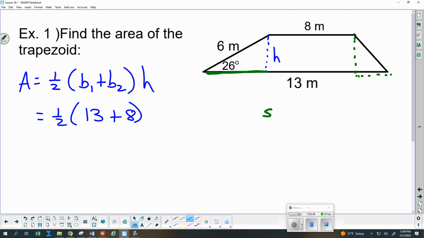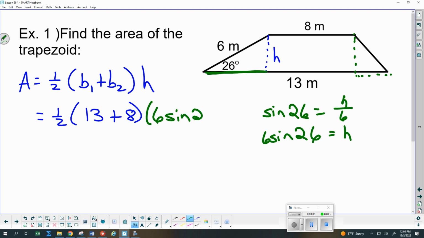So I can write down that the sine of 26 is what? H over 6. Everybody good with that? Which means the height is 6 sine 26. I'm not going to punch that in my calculator. I'm not going to store that and use a stored value. I am going to go ahead and write that over here. So then what I can enter on my calculator, 13 plus 8 is 21. Everybody good with that? Will you let me get away with a half times 6 is 3?